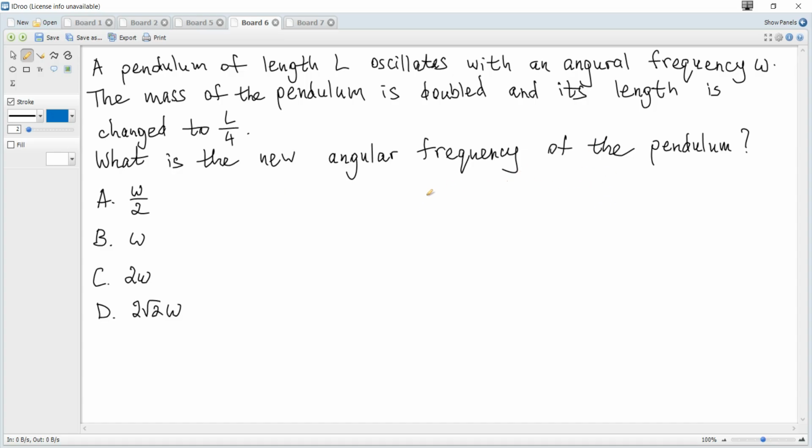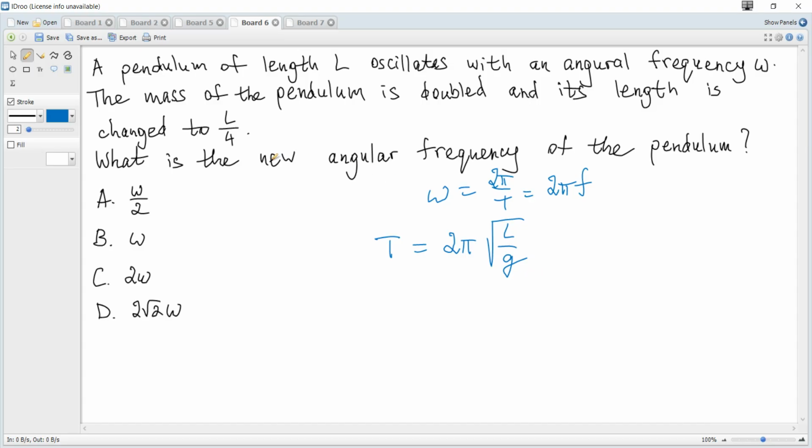The angular frequency omega is 2 pi over period, or 2 pi times frequency. And for a pendulum, the period is given by a formula in the data booklet: 2 pi multiplied by the square root of its length divided by g, the gravitational field strength or acceleration due to gravity. And you can notice that it is independent of mass.